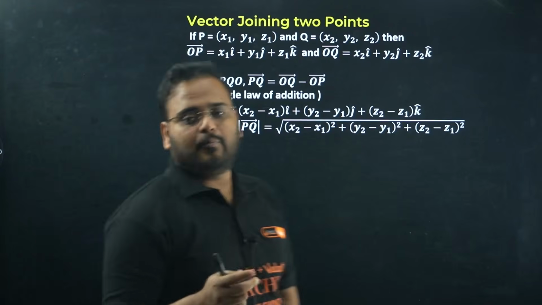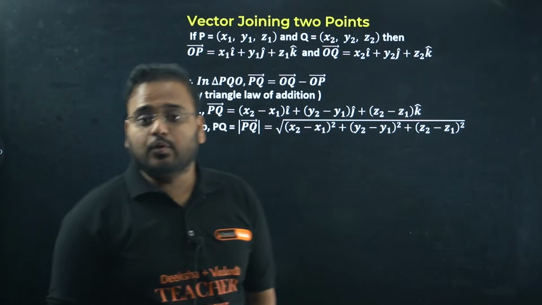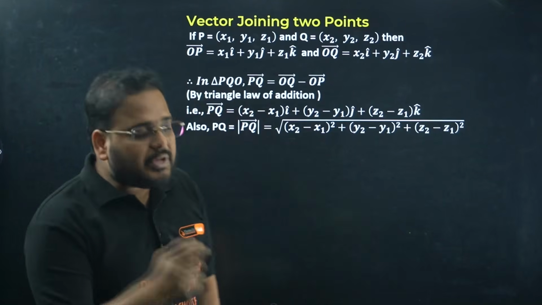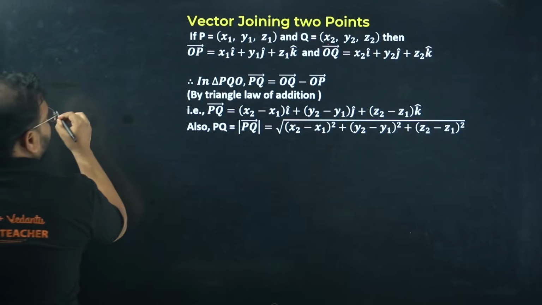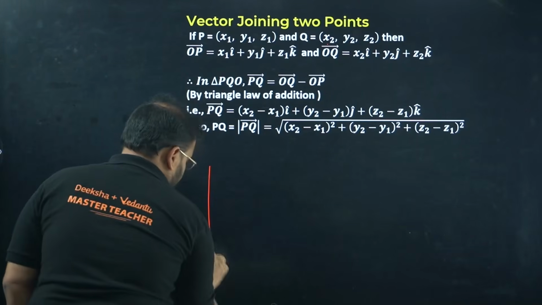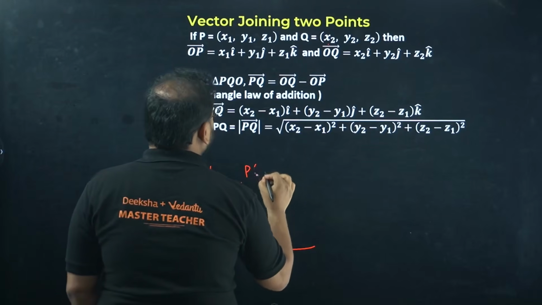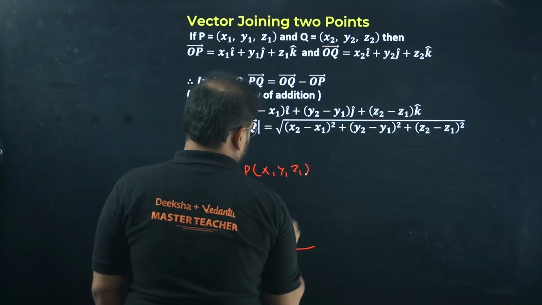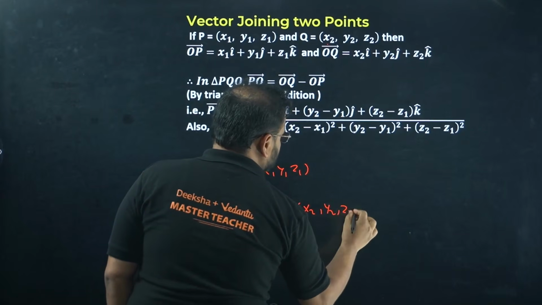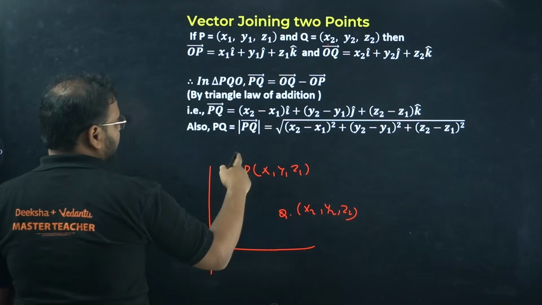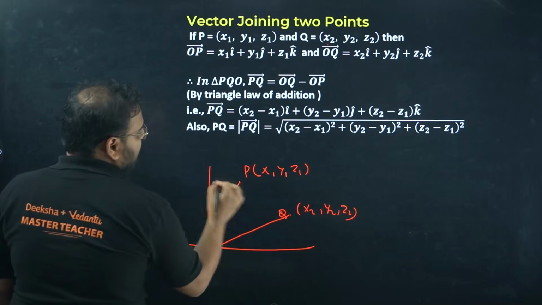Vector joining two points. If you have a point P with coordinates x1, y1, z1, and a second point Q with coordinates x2, y2, z2, then vector PQ will be given by the difference of these two, x2 minus x1, and so on. Let me draw: this is my origin, P is over here, x1, y1, z1, and Q is over here as x2, y2, and z2. Then how do you write vector OP first? Very important, and OQ also, and then comes PQ.